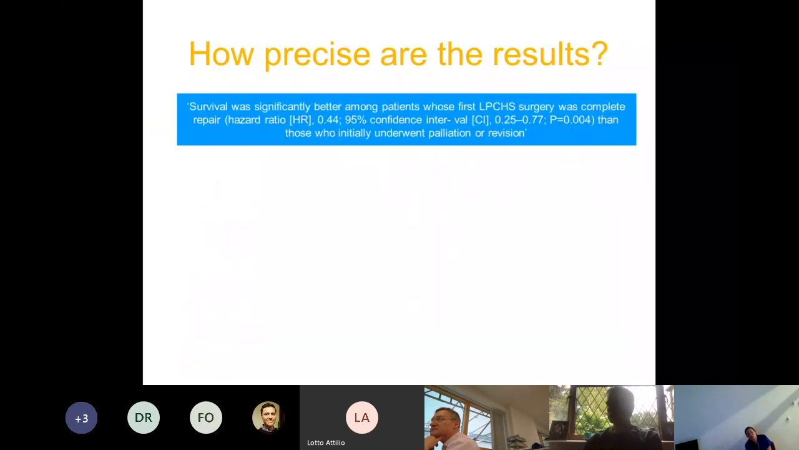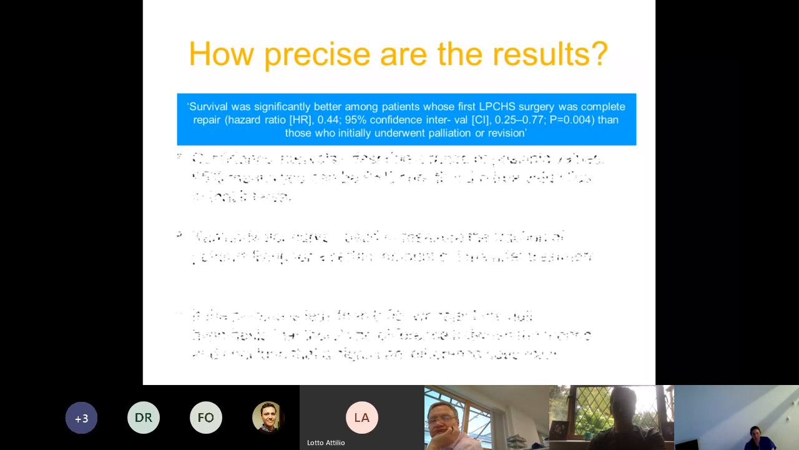So when we're looking at results, it's important that we look at how confident we are that the result we've produced is correct. And obviously it depends on data. You get out what you put in. Now, when we look at this statement, which says survival was significantly better among patients whose first surgery was complete repair, and then there's all these numbers afterwards, which I always find a little bit difficult to interpret, the things that jump out for me are confidence interval and p-value.